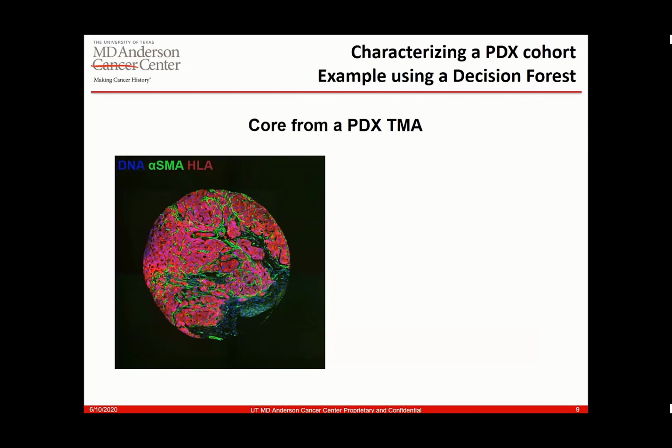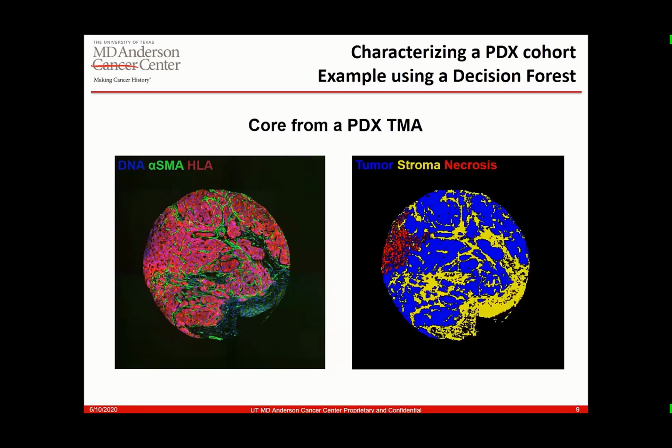And so the reason I bring up decision forest first is if you have an IF image where it's very, very clear where the boundaries are for a stroma, here labeled with alpha SMA, or tumor cells labeled with HLA, then you can pretty easily create a fast decision forest to quickly give you a rough idea of where all the tumor cells are, where all the stroma cells are, et cetera, and do this for an entire PDX.